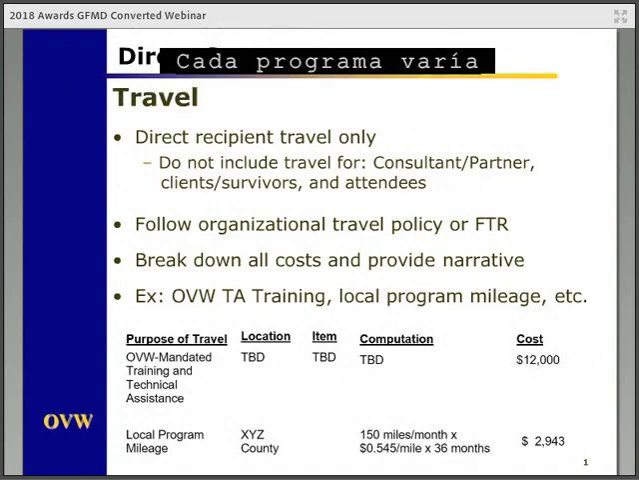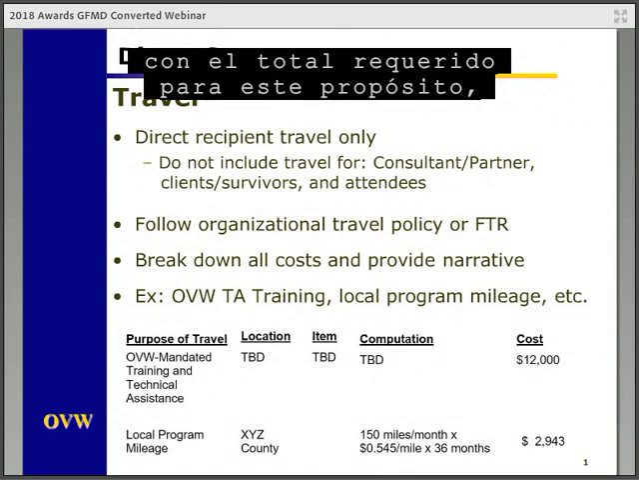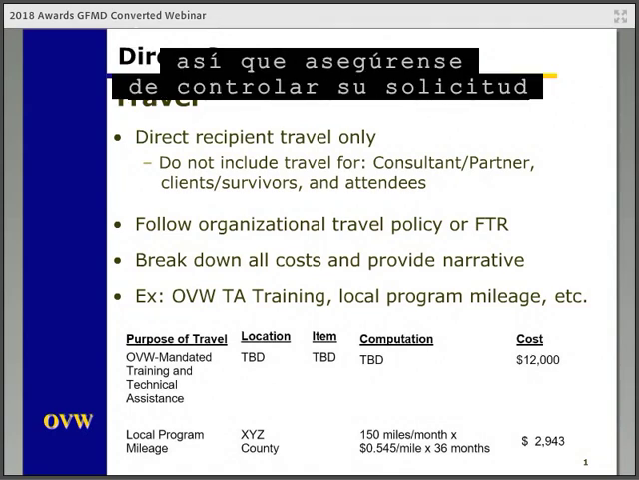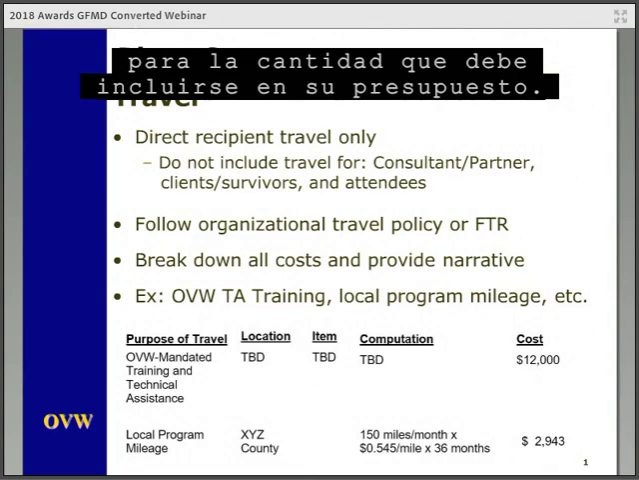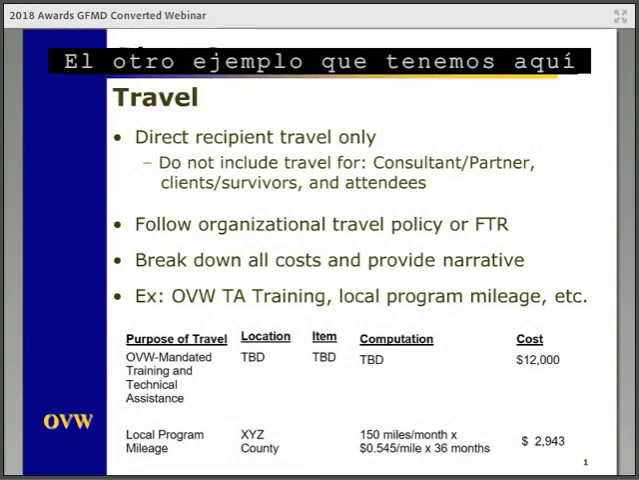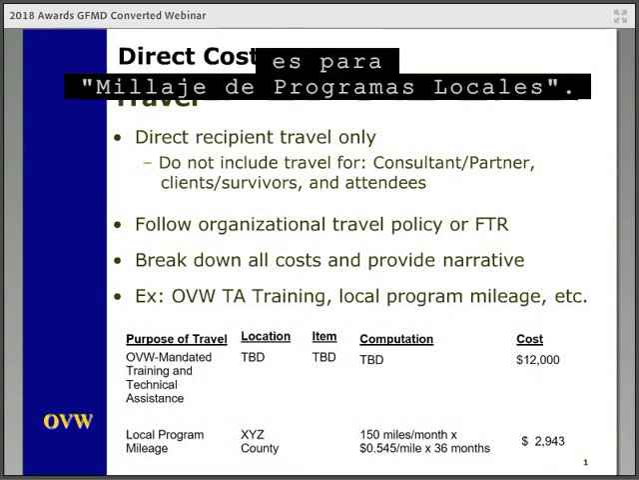Each program varies with the required total for this purpose, so make sure to check your solicitation for the amount to include in your budget. The other example we have here is for local program mileage.